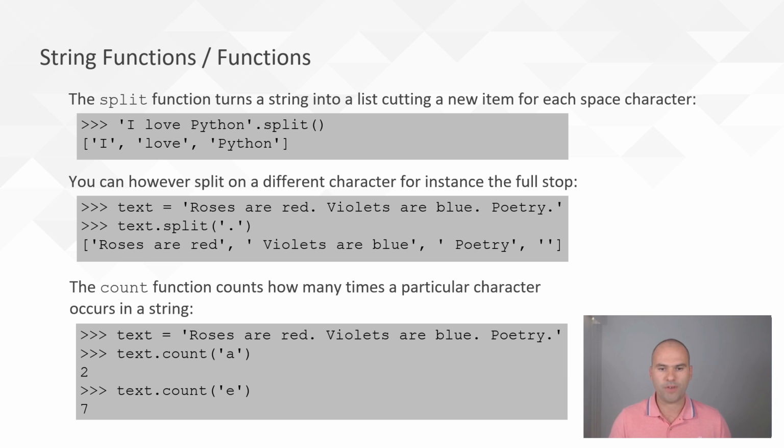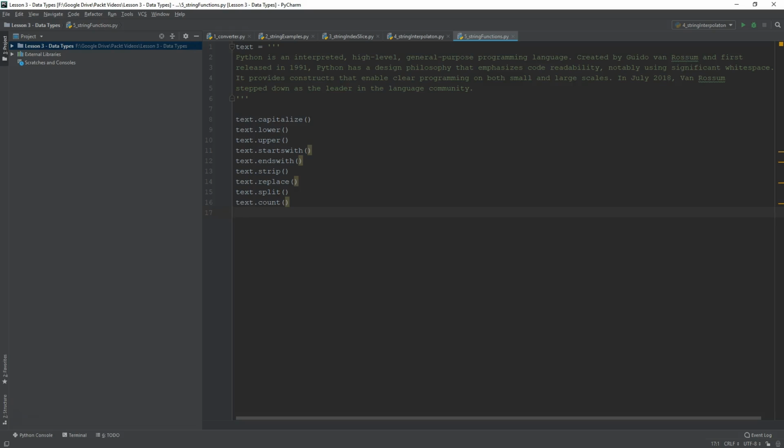All right, so let's get hands-on with Python string functions, or string methods as they're otherwise known. So here we have a multi-line string. It's actually copied and pasted from the top of the Wikipedia entry for Python. And here we have methods that we're going to trial out. Now, I'm going to use the first 5.